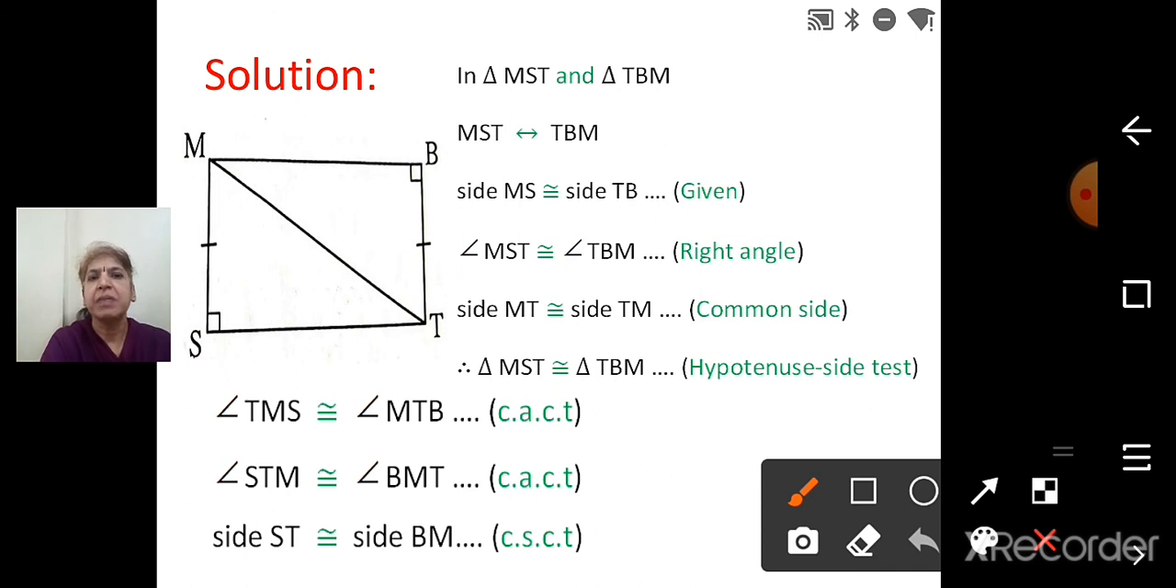Then what remains is one of the sides. Which is that side? Side ST is congruent to side BM, and the reason is CSCT, corresponding sides of congruent triangles. So this is the way we have to attempt: write the name of the triangles, correspondence, given parts, test, and remaining congruent parts.